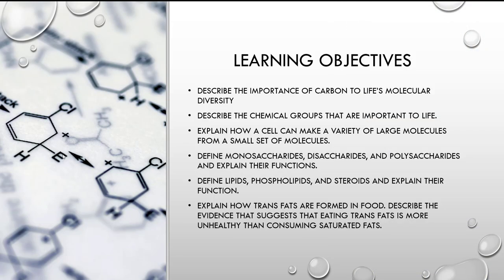All right, so by now you should be able to describe the importance of carbon to life's molecular diversity. So think about organic compounds. You should be able to describe those chemical groups that are important to life, such as the hydroxyl, the carbonyl, the carboxyl, the amino, and the phosphate. And then sometimes you even see the sulfhydryl, but we didn't go into that one, as well as the methyl. And then you should be able to define monosaccharides and how you can make them into disaccharides and then into polysaccharides, and then give some examples as well as explain their functions.